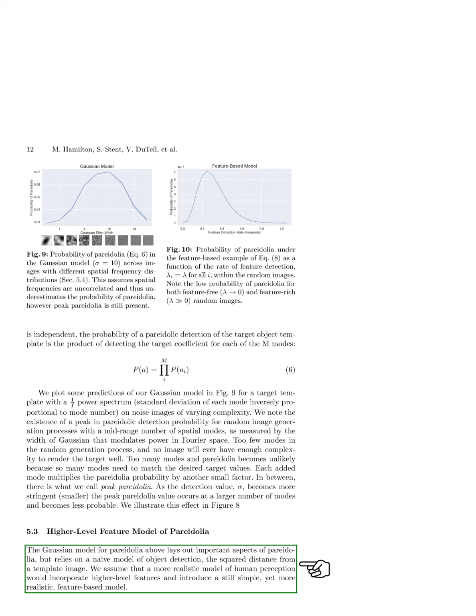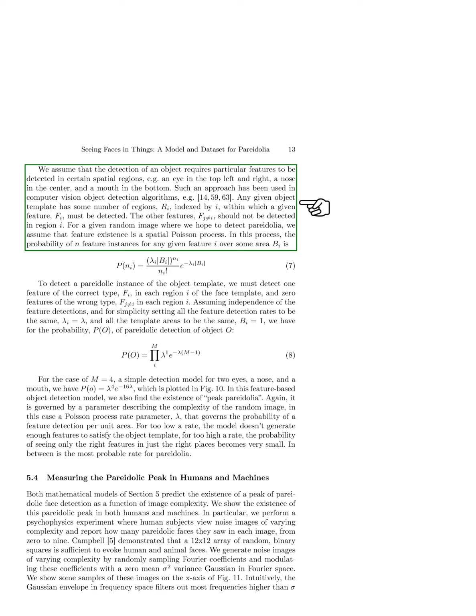Next, we introduce a higher-level feature model of pareidolia, which builds on the Gaussian model but incorporates more realistic aspects of human perception. We assume that detecting an object requires specific features to be present in designated spatial regions. Each object template has regions where certain features must be detected, while others should not. We model the existence of features as a spatial Poisson process, where the probability of detecting a certain number of features in a given area is defined.